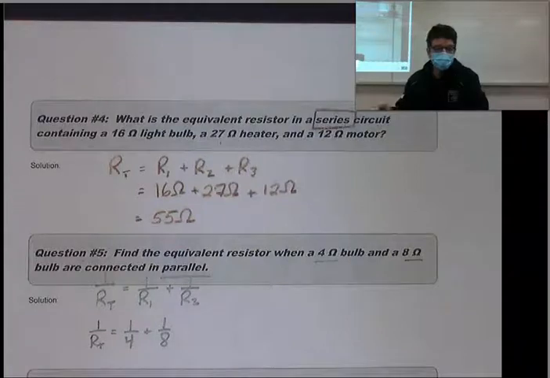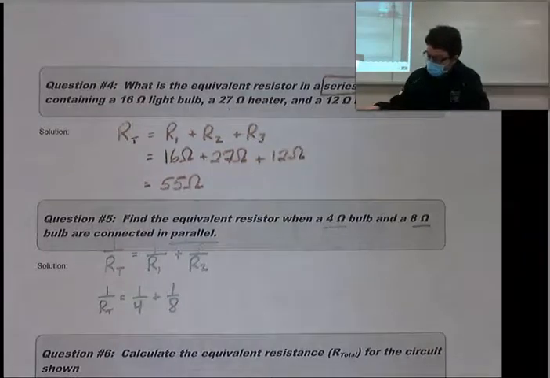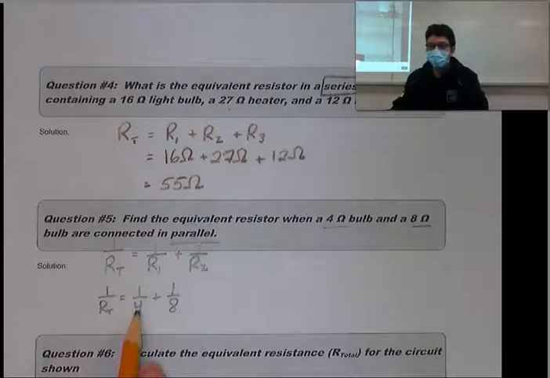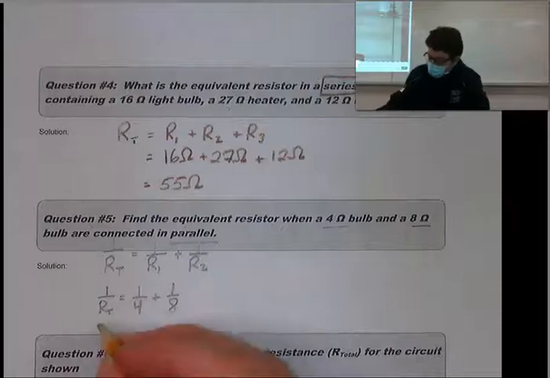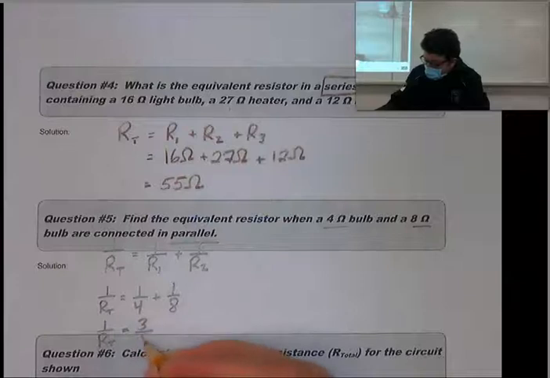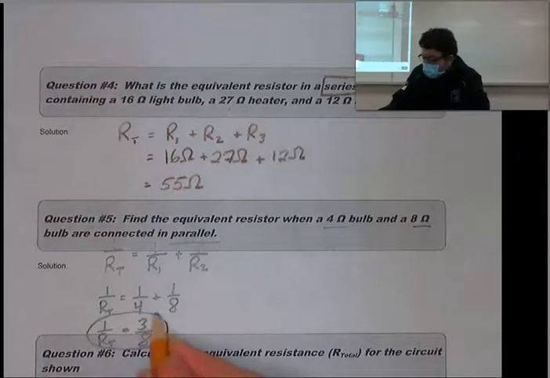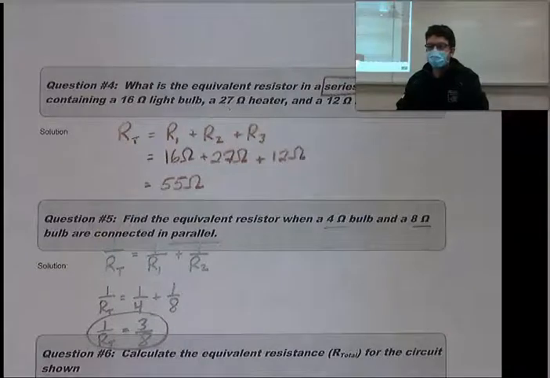If you like working with fractions, or if you just want to use your calculator to plug in 1 over 4 plus 1 over 8, that's fine. 1 over 4 is the same as 2 over 8. That's an equivalent fraction. And now that the denominators are the same, 2 plus 1 is 3. So you would get 1 over R total equals 3 over 8. But, this is very, very important, do not stop there. That is not your final answer. Your total resistance does not equal 3 over 8 ohms.